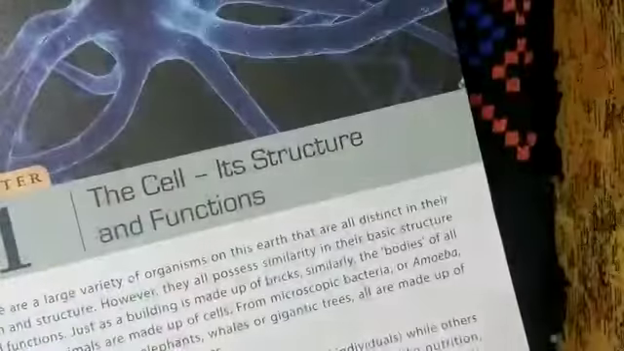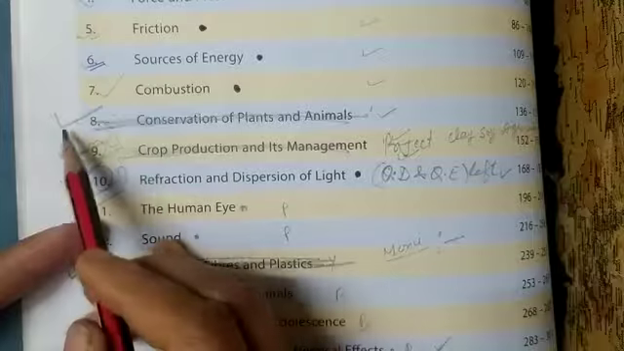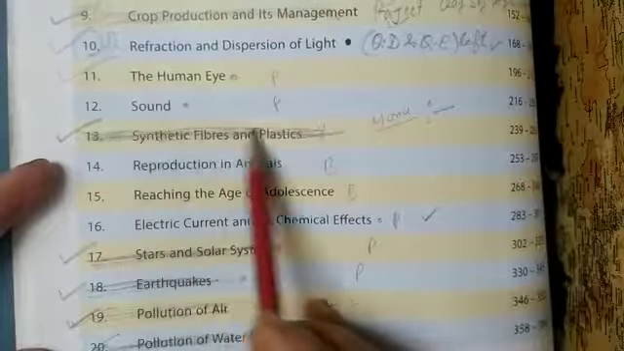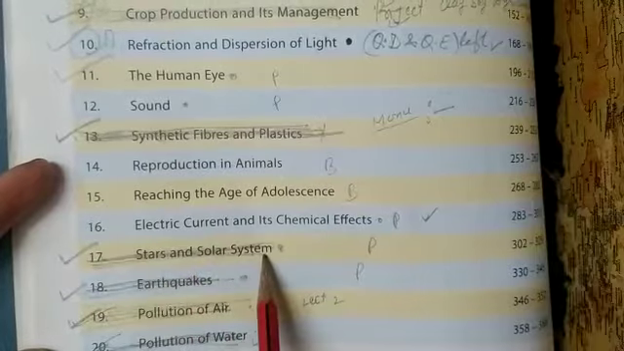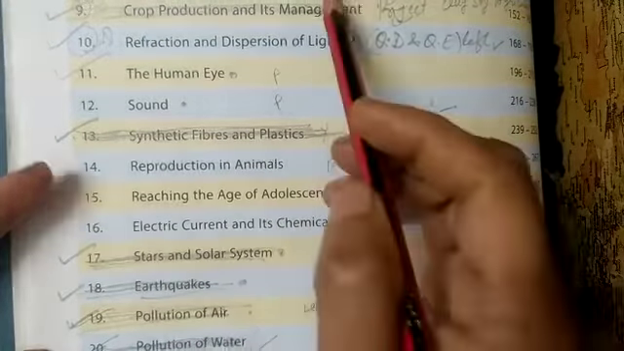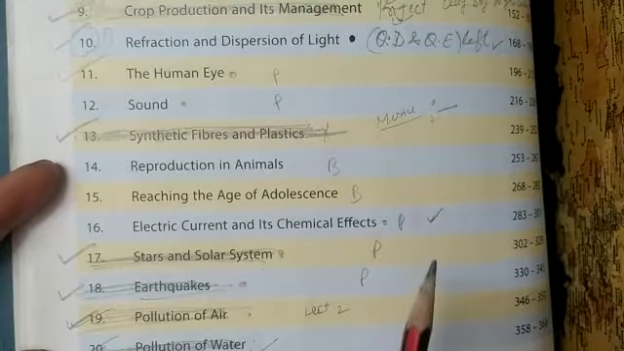Take out your content first. Again I am going to tell you. Chapter number 8, this is cut for you. Chapter number 9 is cut. Chapter 13, Chapter number 17, 18, 19 and 20. Your 7 chapters have been deducted. So you are having only 13 chapters.